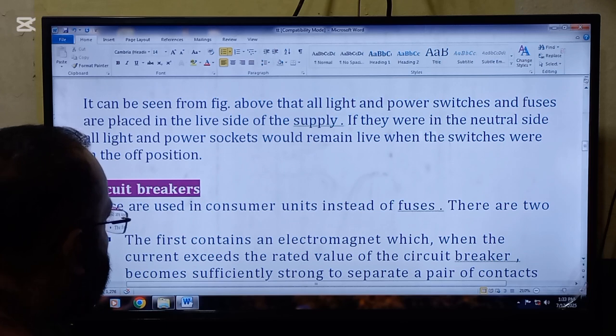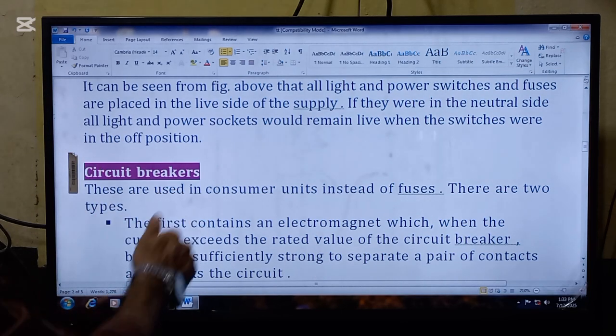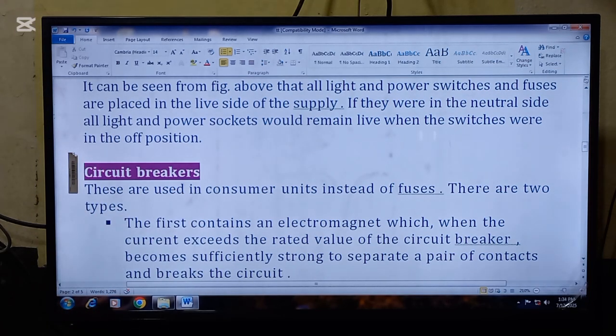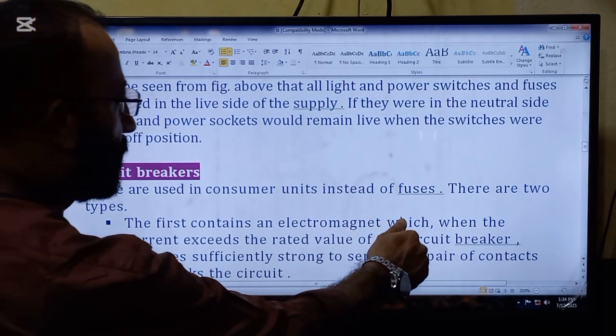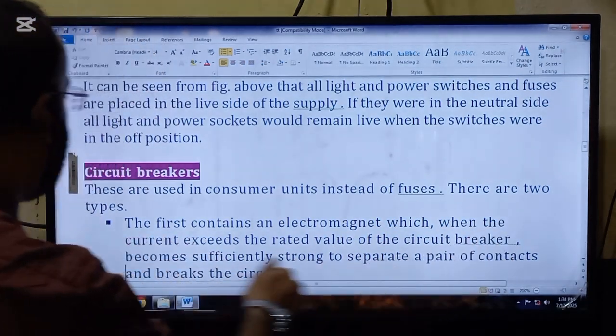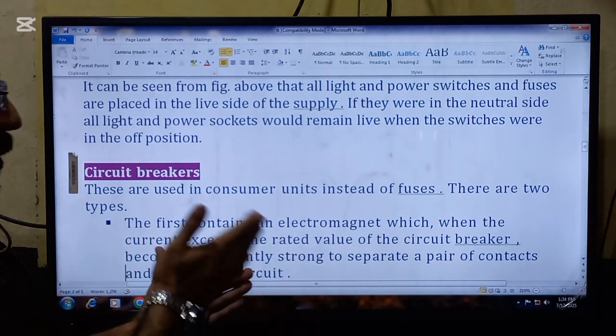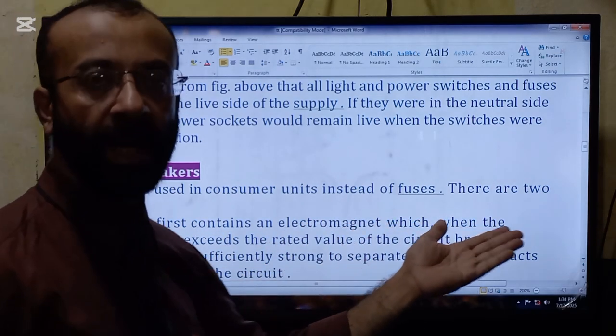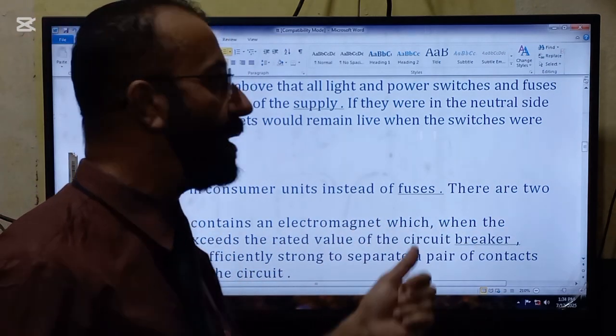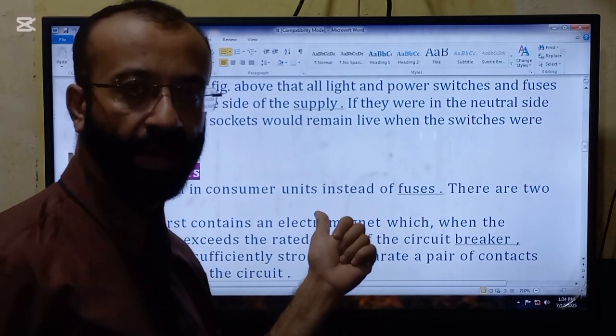The next topic that we are going to read is circuit breakers. These are used in consumer units instead of fuses. In old times fuses were used, and now the modern replacement for the fuse is the circuit breaker.